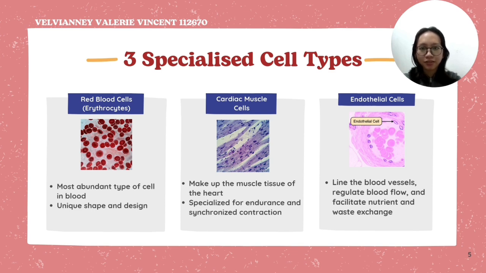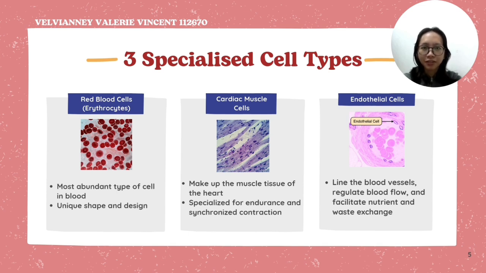Cardiac muscle cells, on the other hand, make up the muscle tissues of the heart. These cells are highly specialized for endurance and synchronized contraction, allowing the heart to beat continuously throughout our life.